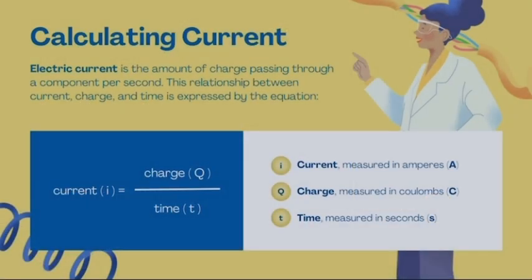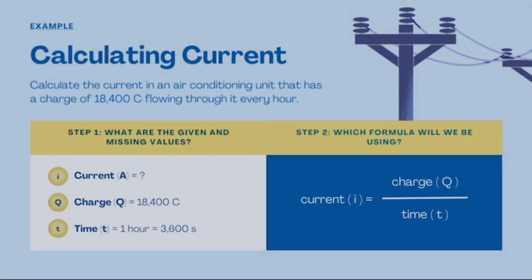Calculating current. Electric current is the amount of charge passing through a component per second. This relationship between current, charge, and time is expressed by the equation current, I, equals charge, Q, divided by time, T. Example: calculate the current in an air conditioning unit that has a charge of 18,400 C flowing through it every hour.